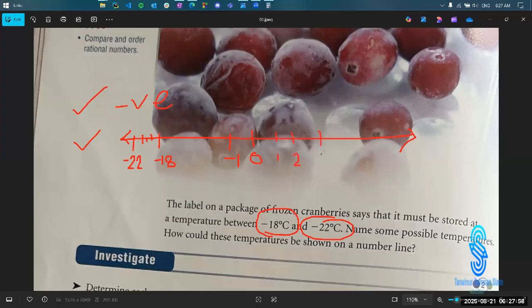We know the number line from before. On the left side we have negative numbers, and on the right side, positive numbers, right? So in this particular case, we have -18 degrees Celsius and -22 degrees Celsius. Can you help me find which is the smaller number, -18 or -22? -22 is the smaller number.